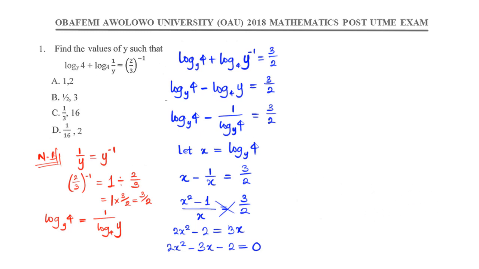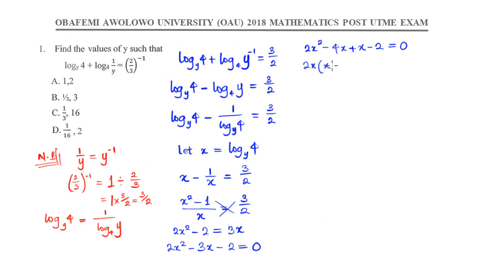So instead of having minus 3x as the second entity, we are going to have minus 4x plus x. So this will give us 2x raised to power 2 minus 4x plus x minus 2 is equal to 0. It's as if we are just writing minus 3x as minus 4x plus x.